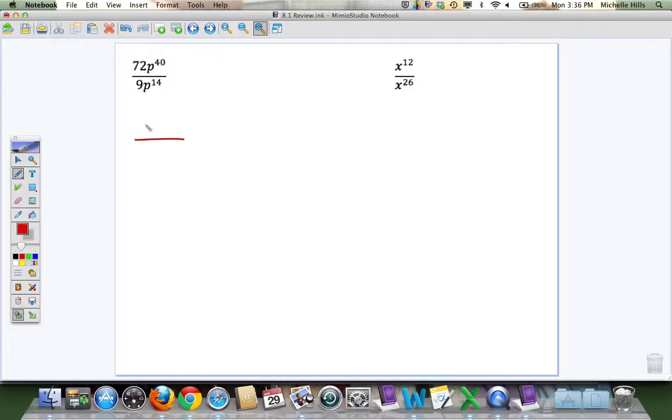72 divided by 9 is 8. And then p to the, dividing things with the same base, so I subtract the exponents. Because again, think about it, I have 40 p's out here, 14 p's here, I'd have 26 more p's in the numerator than the denominator. And then this is just over 1, so it becomes 8p to the 26th power when I simplify it.